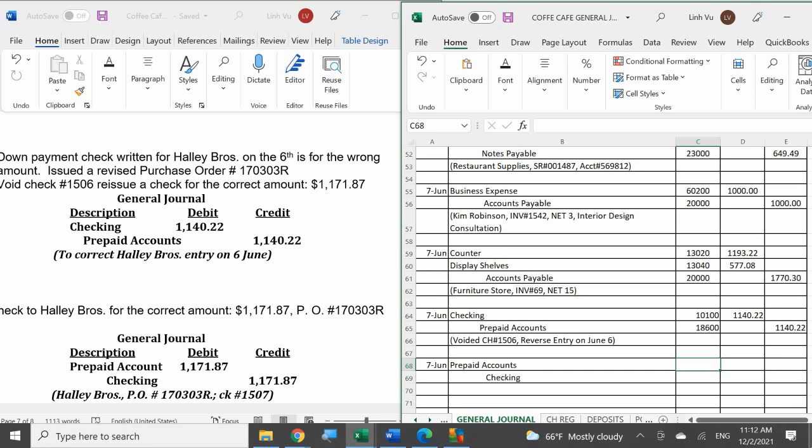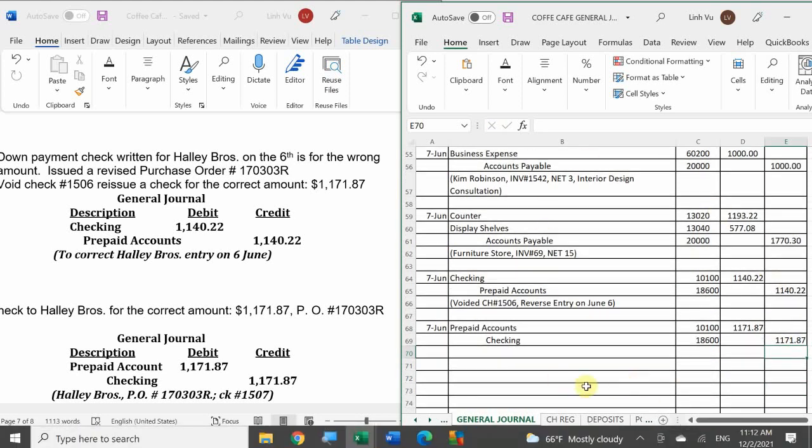And then now, because I reissued a new check for the correct amount, I need to enter in another transaction for the corrected amount. Okay? So there you go. There's your example of a reverse and reentry. Okay, for the 1171 and 87 cents.